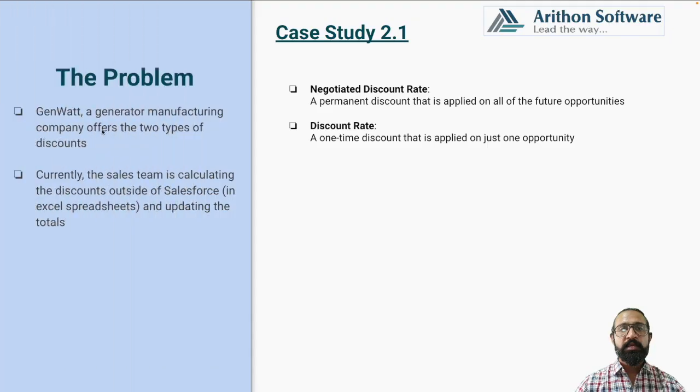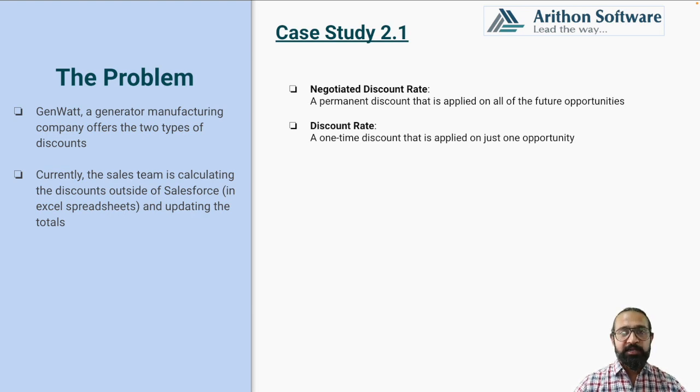Case study 2.1. Genwatt, a generator manufacturing company, is offering two different types of discounts to the customers. Currently, the sales team is calculating discount outside of Salesforce using Excel spreadsheets and then updating totals in Salesforce system.